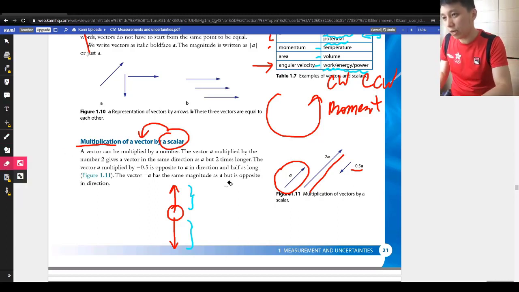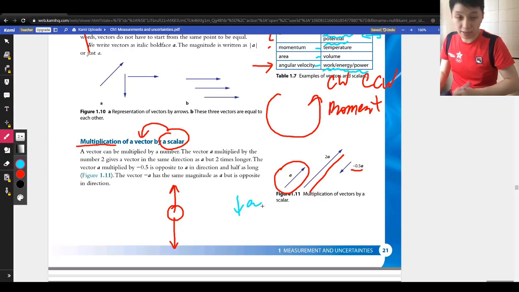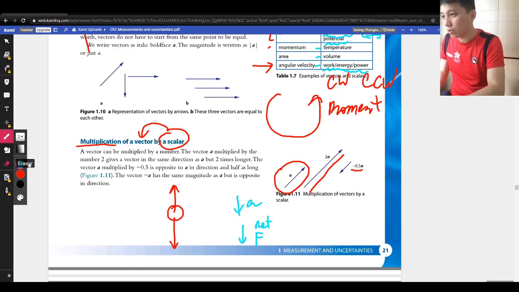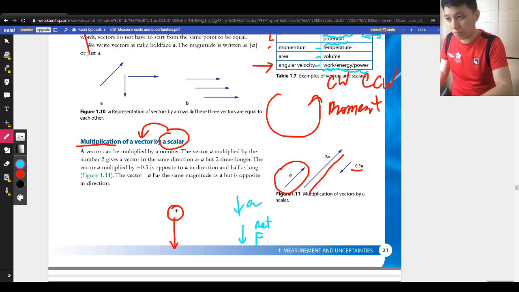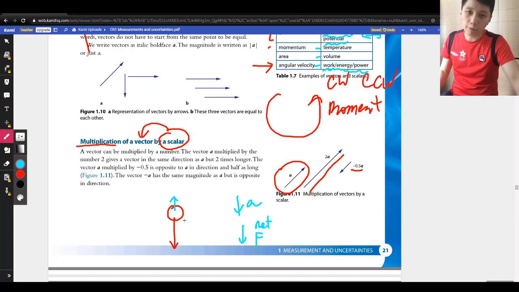Or in a situation where you find this object is actually falling down with acceleration, according to what you learn about F equals ma, you should know that there should be a net downward force, and therefore they should not be of equal length. The one that is downward should be longer than the upward force. So whenever you draw an arrow, again, the length will be very important. So make sure you pay attention to that instead of just mindlessly drawing the arrow.